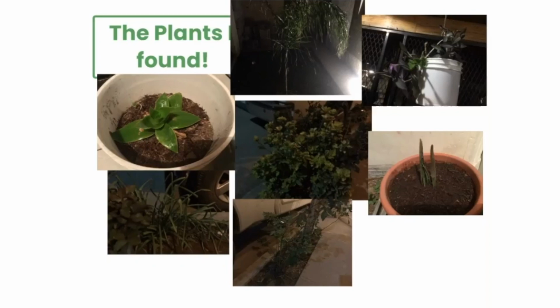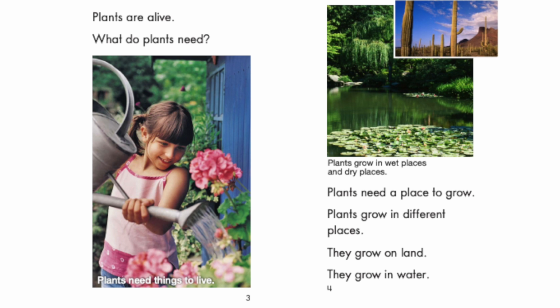Take a look at these images. What do they show? Plants are alive. What do plants need? Plants need a place to grow. Plants grow in different places. They grow on land. They grow in water.